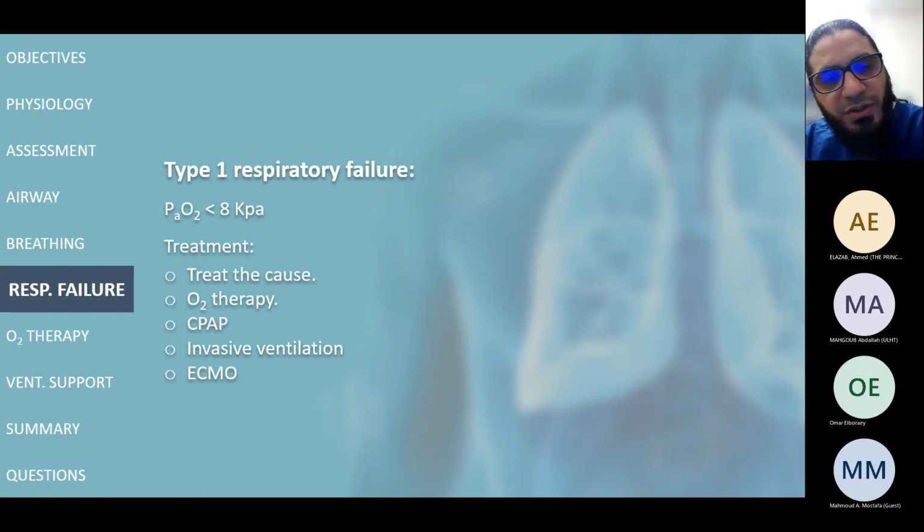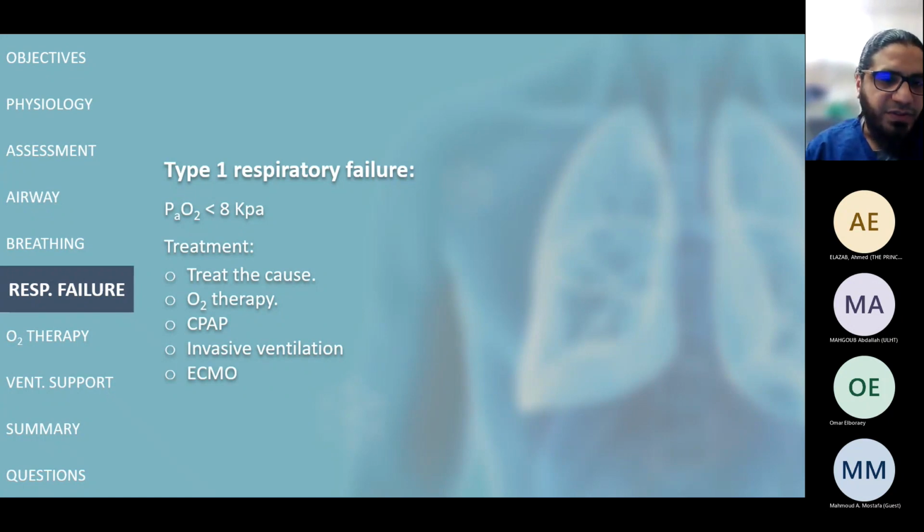If the oxygen did not improve with oxygen therapy, move to the next step, which is the CPAP, and we will explain it shortly as well. If it fails, the next step will be invasive ventilation, and again, if it fails, there is extracorporeal oxygenation, which is like a dialysis machine. It will take blood from the patient, oxygenate it, and return it back to the body.